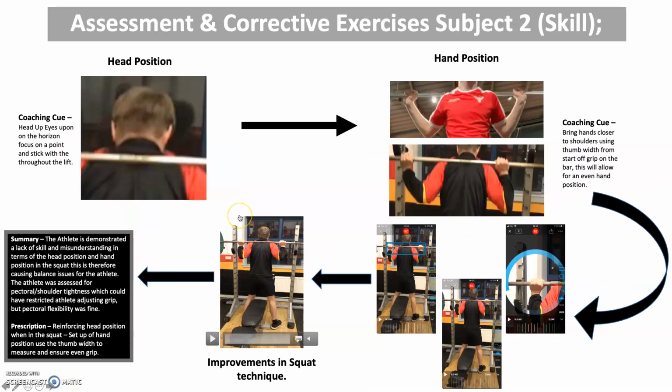Looking at athlete 2 or subject 2, initially we picked up on the head position, so what we've told the athlete to do is keep his eyes up on the horizon, so lifting the head. We also told the athlete to focus on a point and stick with this throughout the lift.